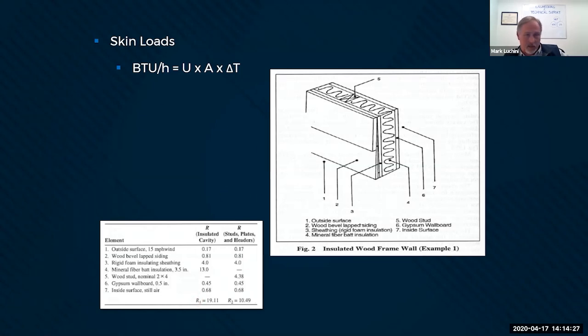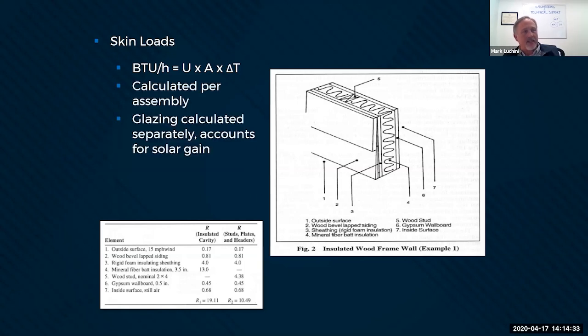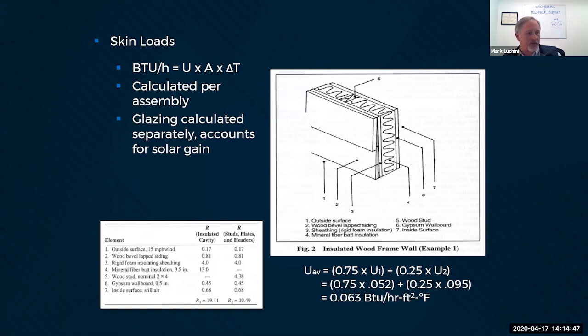Next, where are we? Here we go. As I'm saying, you calculate it per the assembly. Glazing we'll do separately because there's a separate calculation that goes with glazing that accounts for direct solar gain through the window. So you have to treat windows a little bit differently. But the upshot is looking at these two R values, and we turn them both into U values. Here they are, right?